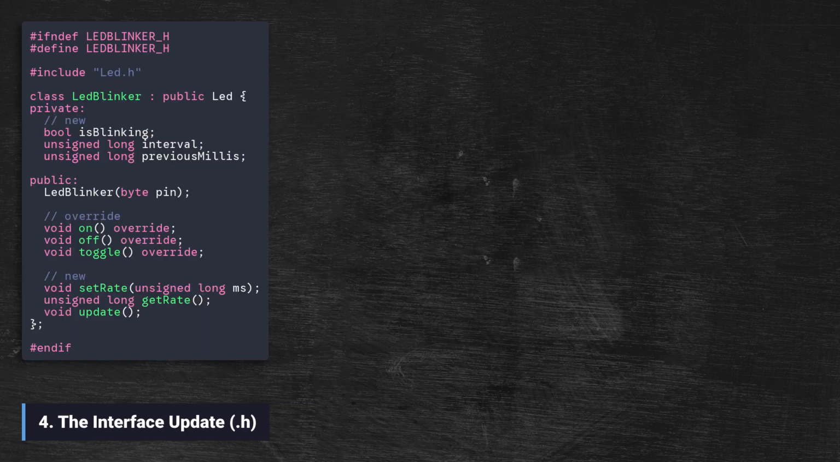In the header file, we ensure setRate and getRate are listed under the public section. This makes them part of our class interface. Other developers, or even your future self, can now see exactly how to interact with the timing of the blinker without needing to understand the internal millis logic.